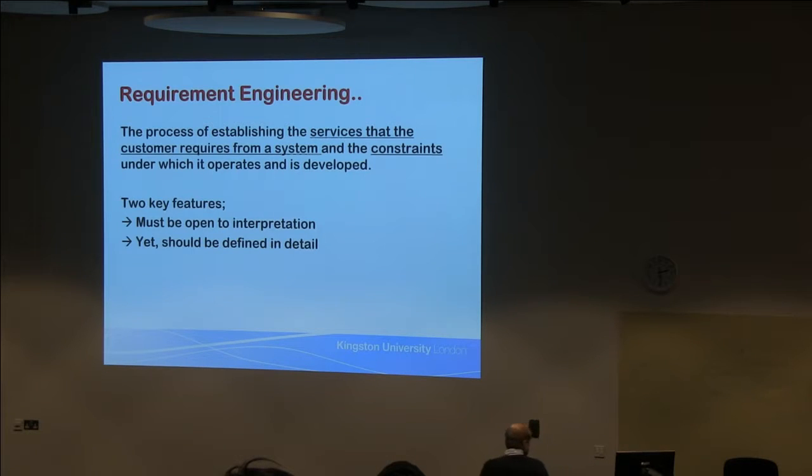So, requirements engineering is fundamentally the process of establishing the services that the customer requires from a system and the constraints under which it is operated and developed. Right? Two key aspects. Something that's really rigid helps no one. Okay? But there needs to be enough detail there to avoid any ambiguity, any occurrences of asking for a swing and getting a rope hanging off a tree. Okay?